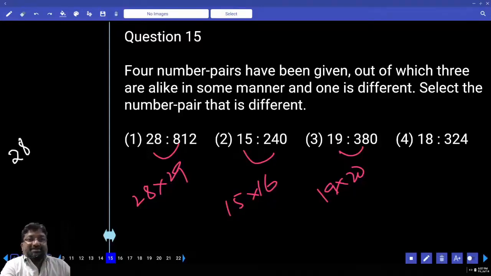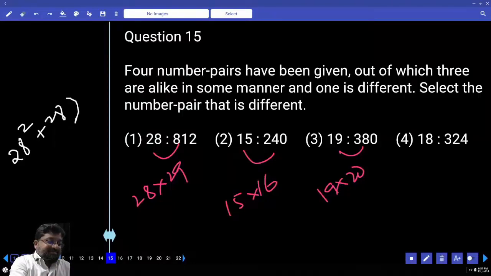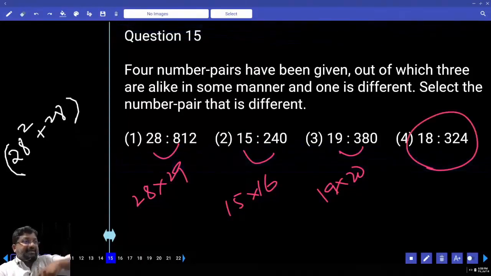Product of consecutive natural numbers. 28 into 29 is nothing but 28 square plus 28. 3 into 4, 12. How does it come? 3 square plus 3. What is 28 square? 784 plus 28, 812. Is that correct? It should have been 18 square plus 18. Then what came there? Direct 18 square. Is this clear?